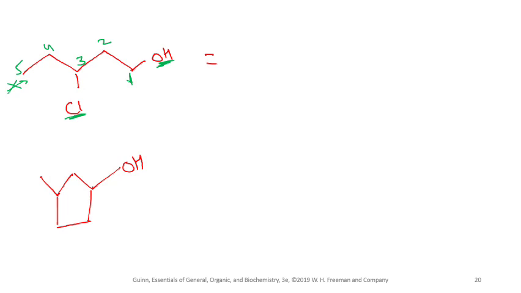So how do you name it? First we have to write the substituent. On the 3rd carbon I have chlorine. Chlorine is chloro. We already learned about this. Then how many carbons do we have? 1, 2, 3, 4, 5. 5 is pentane. And then instead of writing pentane, I end with pentanol.